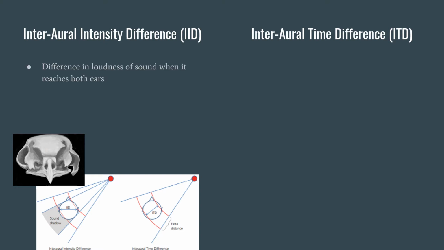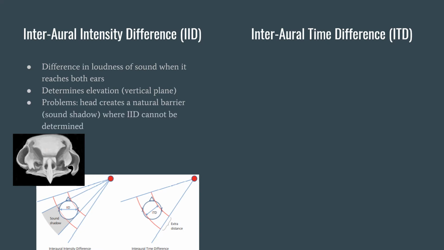IID is the difference in loudness of sound when it reaches both ears, and it determines elevation, so on the vertical plane. An inherent problem is that the head creates a natural barrier, a sound shadow, where IID cannot be determined. To help with this, an owl's ears face in opposite directions, so the right ear faces upwards and the left ear faces downwards.